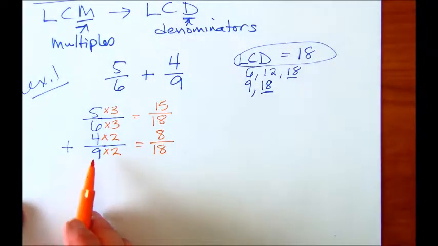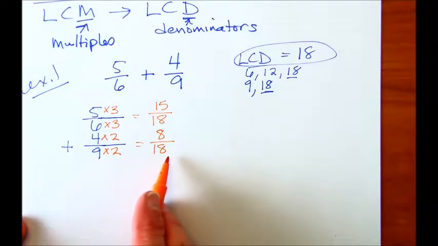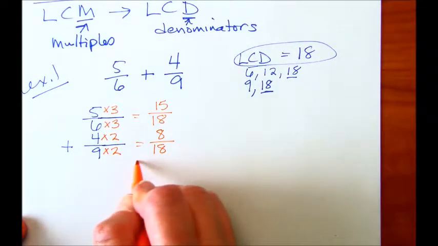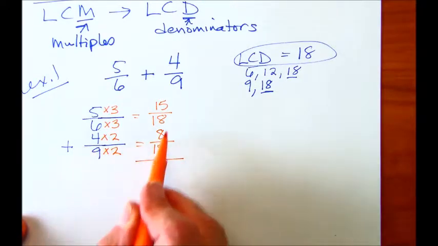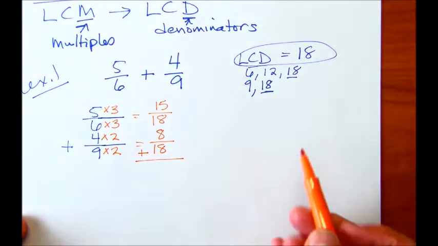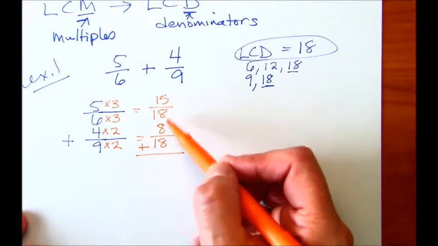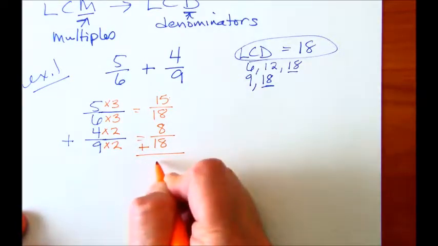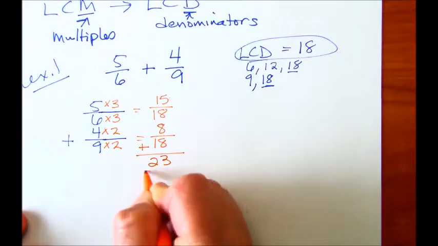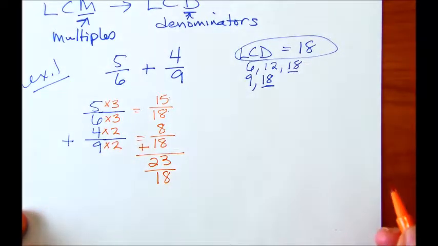So really what we're doing is something that we've done a while back: we're creating fractions that are equivalent, but they're in higher terms, okay? So the numbers are larger, but these fractions are going to be equivalent with the original ones. Now remember, we're adding, so the numerators can now do their job. 15 plus 8, that's going to give you 23. And then the denominator is going to remain 18.